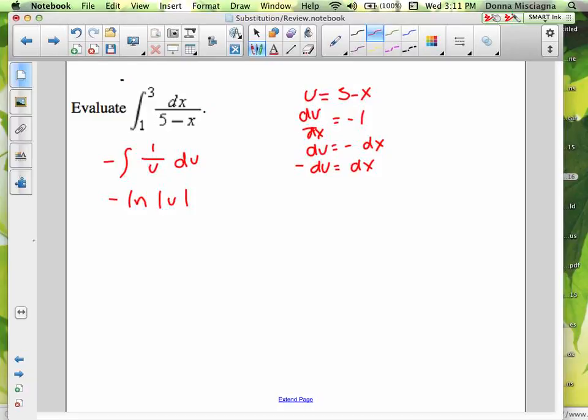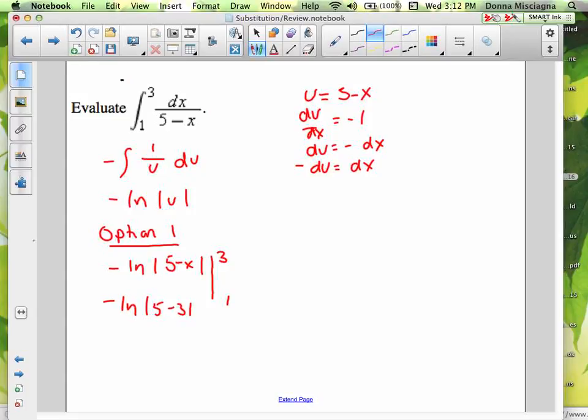With the trig functions, it gave us a new trig function and made it a little simpler. Here, the negative doesn't make much of a difference at all. So option 1 is we'll just change it back. Then it would be negative natural log of the absolute value of 5 minus x, evaluated from 3 to 1.